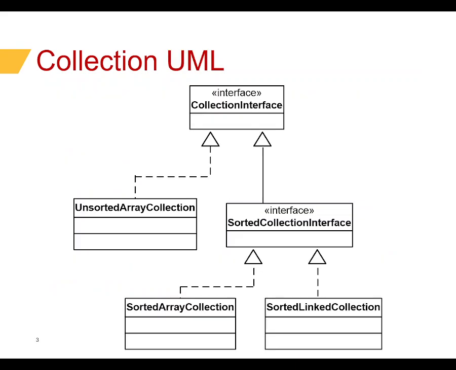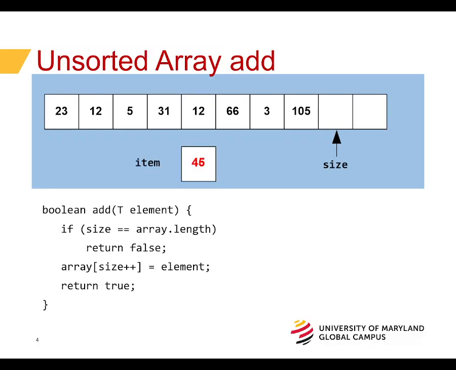This UML diagram describes the interfaces and classes we will discuss. At the top is the collection interface that defines the three operations in the abstract data type. We will only consider one unsorted implementation, one that uses an array. The sorted interface will restrict the type of elements to elements that have a defined order. And in subsequent videos, we will discuss how a sorted implementation can be done using an array and also a linked list. Because an unsorted array is the simplest, we begin with it, starting with its add operation.